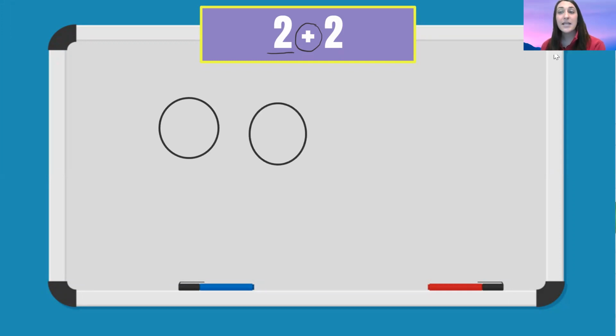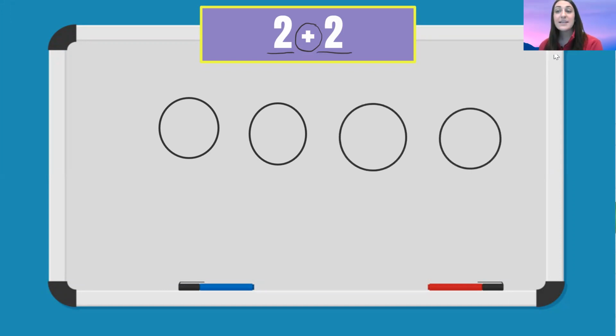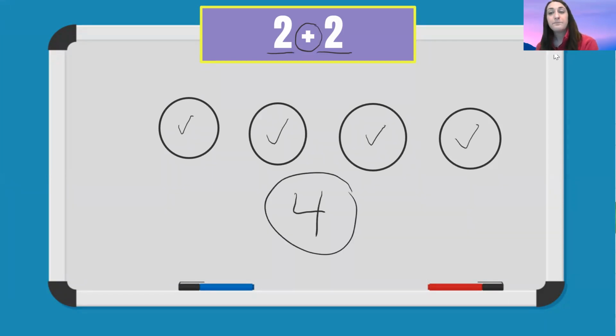We know that we're adding 2 more, so that means we need to draw 2 more circles. In order to find our answer to this addition problem, we need to count how many circles in all. So let's count them together. 1, 2, 3, 4. That means that 2 plus 2 equals 4.